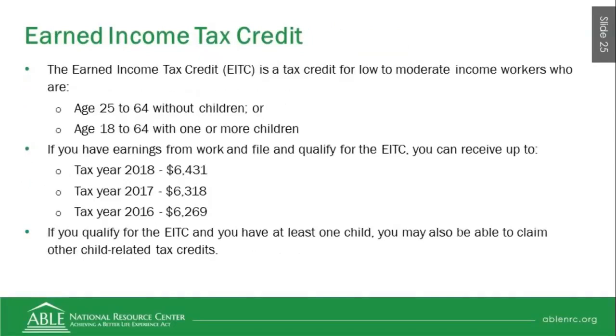Now, to qualify for the earned income tax credit, you can be married or you can be single. If you do not have children, you must be between the ages of 25 and 64, or if you have children, between the ages of 18 and 64. If you have earnings from work and you file for and qualify for the earned income tax credit, you can receive this tax year in tax year 2018 up to $6,431. That's an awful lot of money that you could do something with, perhaps deposit some of that into your ABLE accounts for your financial future.